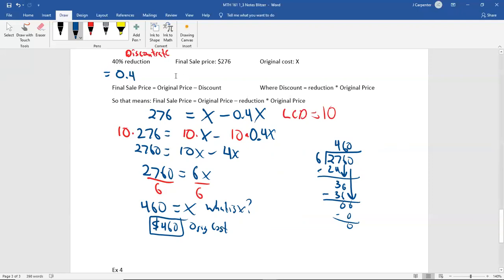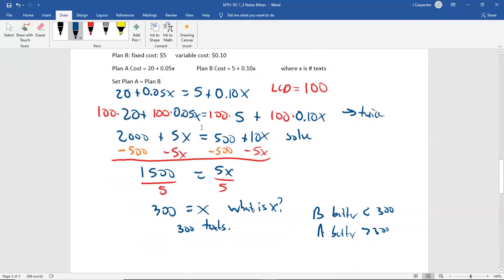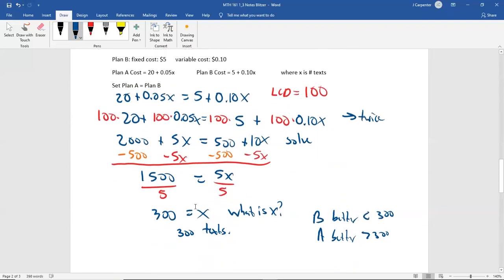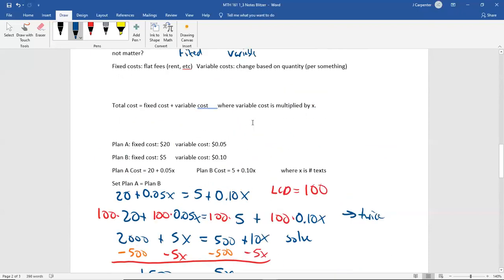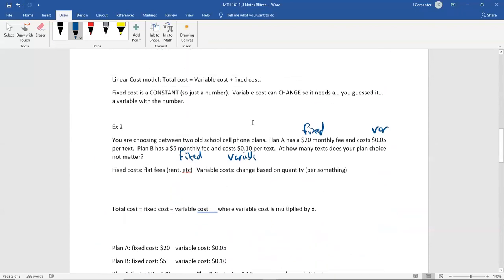Okay, so 40% is about 50%. So 460 is about 500, 276 is about 250, and yeah, they're about twice each other if you do it that way. You can round these numbers out just to kind of see if they play correctly. Going back to this, 300 text messages, I did mentally or verbally plug it in and confirm that they were the same. So that was me making sure it made sense.